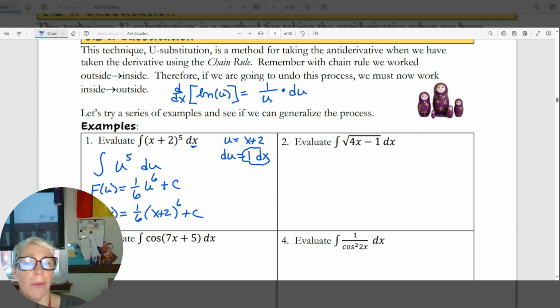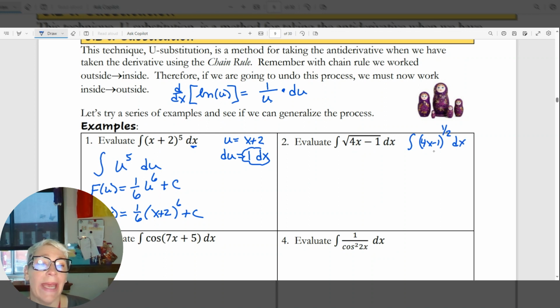All right, let's do another one. Number 2. So this time, we already know how to rewrite our roots in terms of fractional exponents. So I'm really taking the antiderivative or the integral of (4x minus 1) to the 1/2.